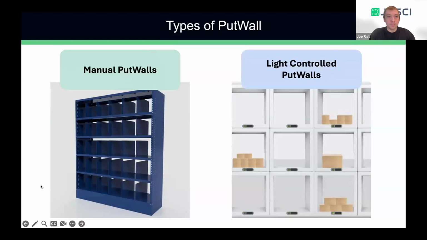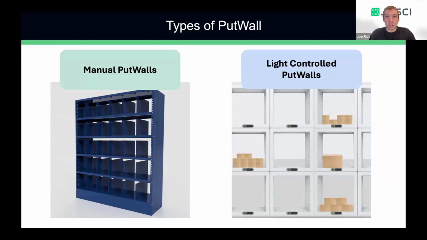So there's what we call manual put walls, which are basically just cubbies. And by the way, when we say wall, this can refer to really any grid system. It could be floor locations. It could be cubbies or boxes, like you see on the screen here. It's really just us designating areas that you're going to be putting these items to, and each one of those cubes or areas is going to represent an order coming together.